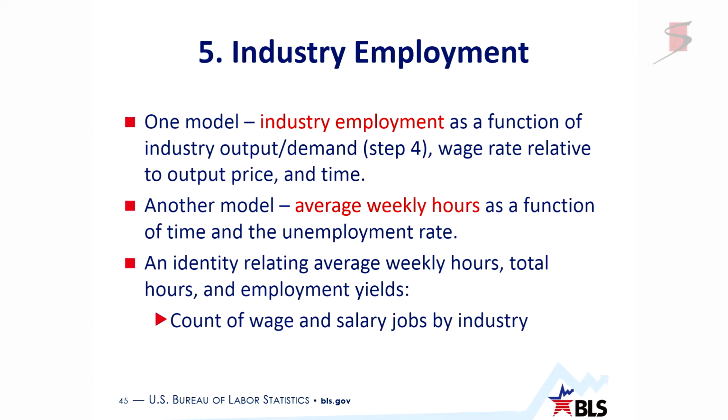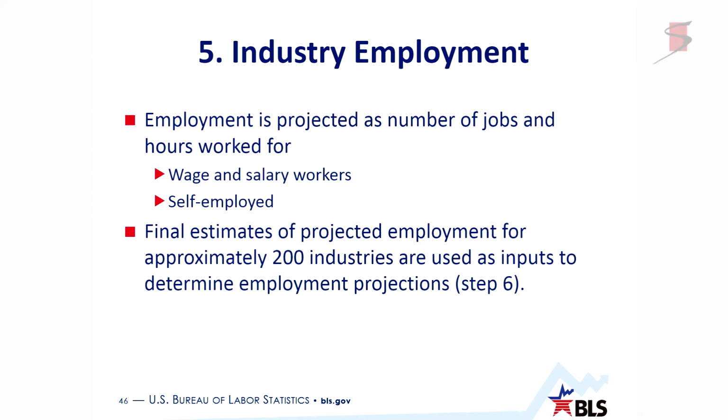So in industry employment, there are 2 models involved. One is we get industry employment as a function of the industry output and demand that we have from step 4 and other variables. And then another model provides average weekly hours as a function of time and unemployment rate. And then we can relate these together and produce a count of wage and salary jobs by industry. And so at the output of this step, we get final estimates of the projected employment for approximately 200 industries.